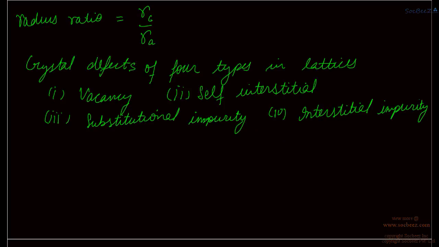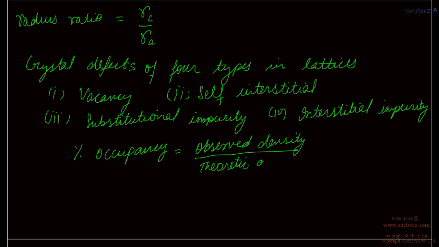Now, if an atom is missing from a lattice site, it creates a vacancy. And due to vacancy, the density of the crystal decreases. Due to the absence of atoms at some lattice sites, the occupancy of the lattice sites decreases, and the percentage occupancy of such crystals can be determined as observed density upon theoretical density into 100. Under these types of crystal defects, various subdivisions of the defects have been named.